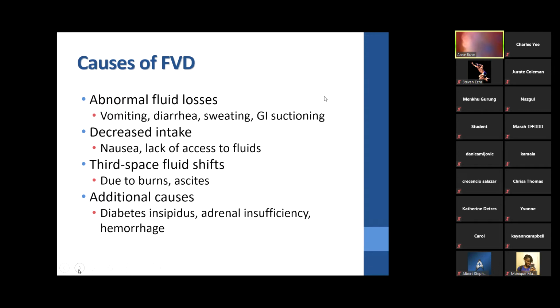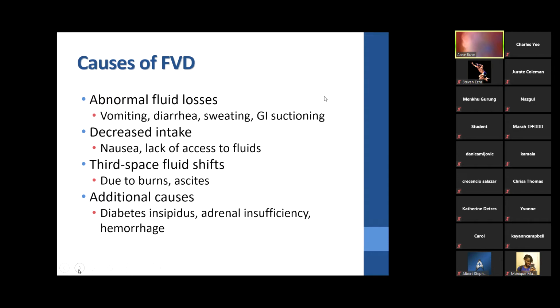Third spacing. Third spacing is when the fluid goes in extracellularly into that interstitial space. You'll see it with burns, you'll see it with ascites. So instead of it being in the vascular bed, it's now in the interstitium. So subsequently, patients may still have that volume there, but it's not placed where it should be.